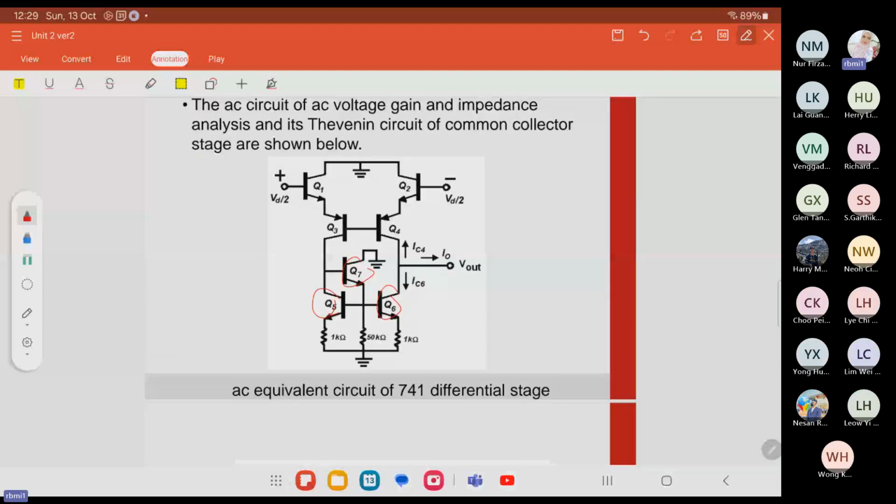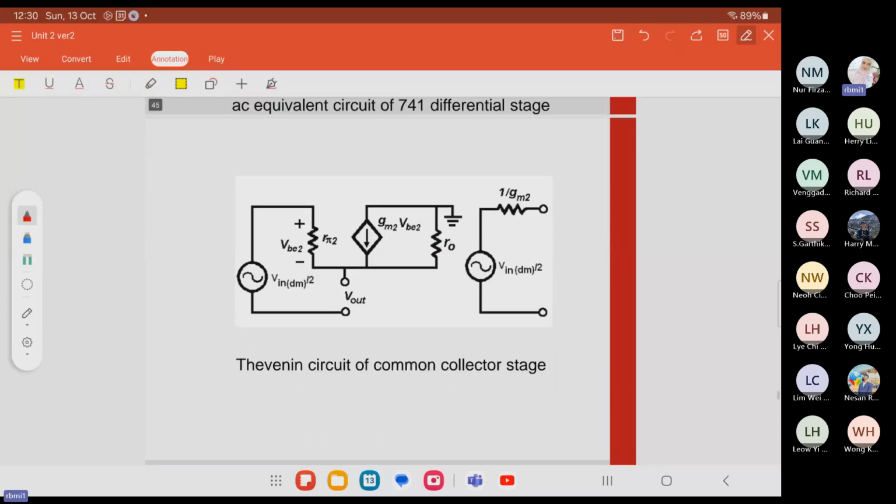So this is the AC equivalent circuit of the 741 differential stage, and this is the Thevenin circuit for the 741 equivalent circuit. The AC pi model of the common base amplifier has the emitter resistance, which is the input impedance of the common base amplifier. And the Thevenin equivalent circuit of the common collector stage has transistor Q2, so we have VBE2 and alpha 2 GM2.